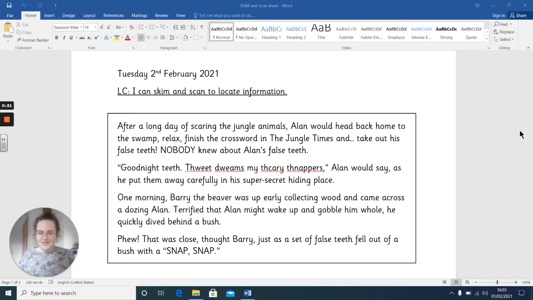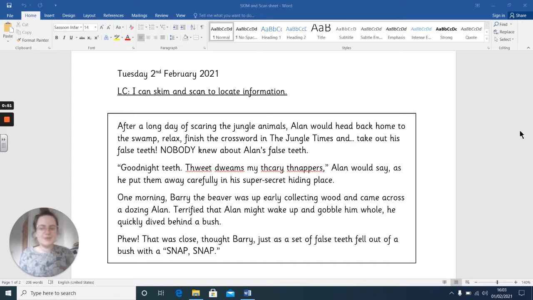"That was close," thought Barry, just as a set of false teeth fell out of a bush with a snap, snap, and then stop. So listen to a little bit of Alan's Big Scary Teeth up until the false teeth fall out of the bush with a snap, snap, and then press stop. So if you haven't done that, pause this video and watch the video of Alan's Big Scary Teeth until the false teeth fall out of the bush with a snap, snap, and then click stop.